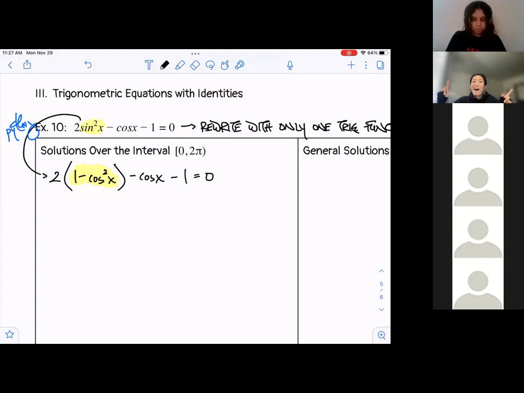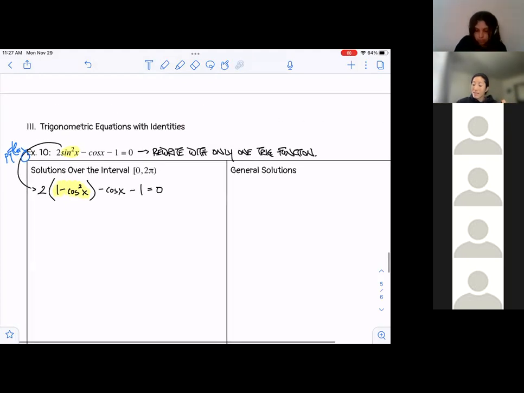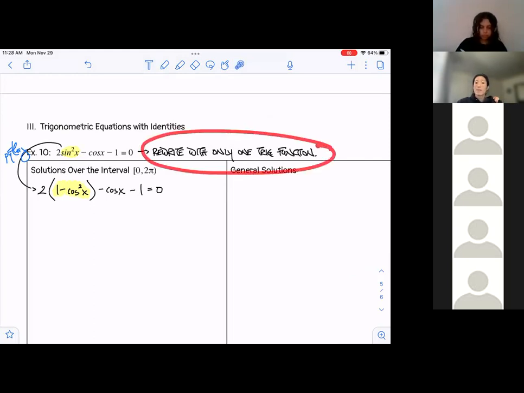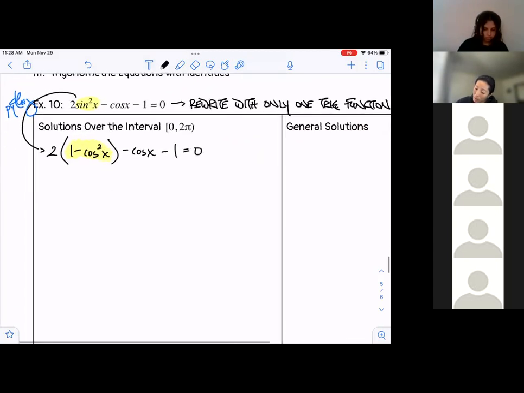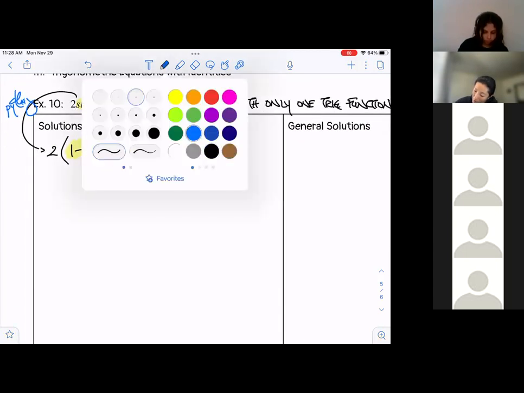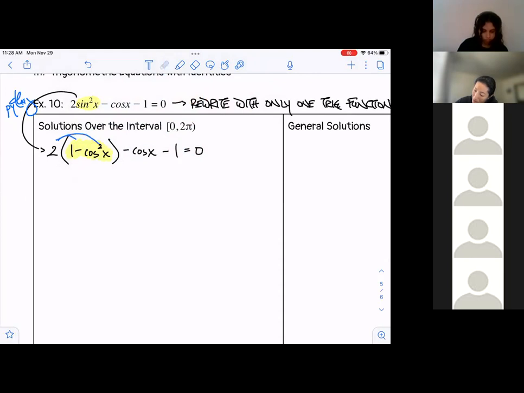We just said, I have a clever way to rewrite sine squared. And this clever way happens to give me only one type of trig function in my entire equation, okay? So now let's use a little bit of algebra. We're going to distribute, we'll combine some terms. Let's see, we get 2 minus 2 cosine squared x minus cosine x minus 1 equals 0.